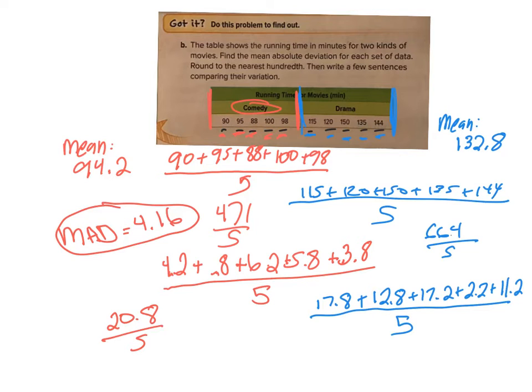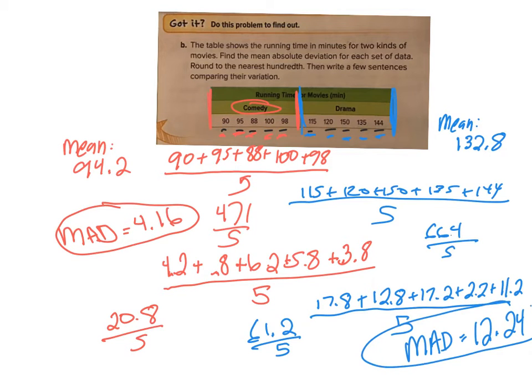17.8 plus 12.8 plus 17.2 plus 2.2 plus 11.2 equals 61.2 divided by 5. And when I do that, it gets me a MAD, mean absolute deviation, of 12.24. All right.